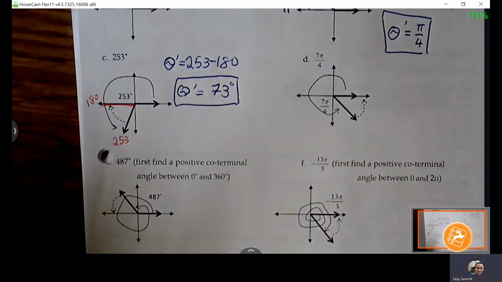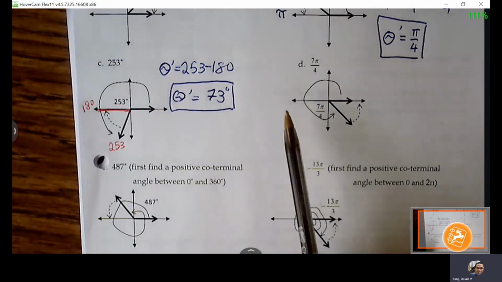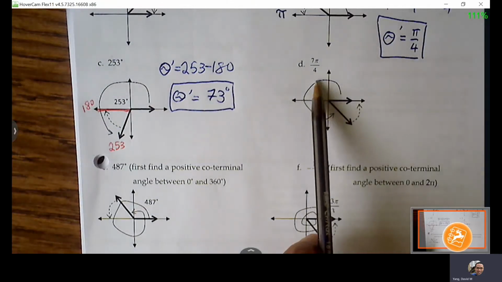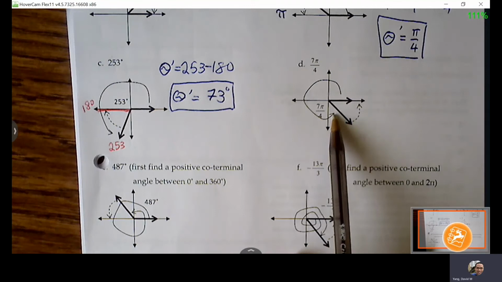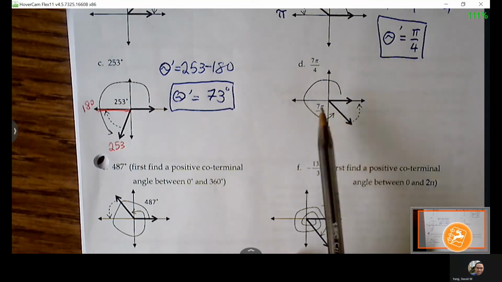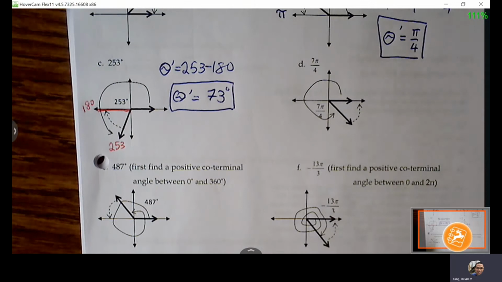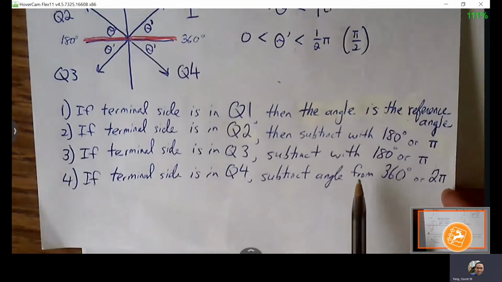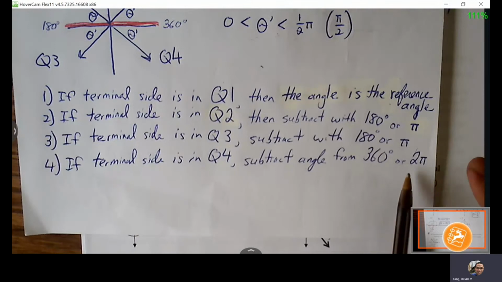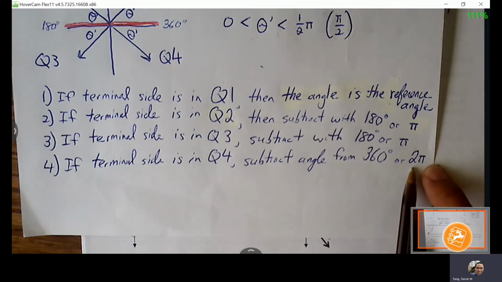Okay. All right, part D, 7 pi over 4. That is going to be in the fourth quadrant. It's less than 2 pi, but close enough where it's going to be in the fourth quadrant. So we know if it's in the fourth quadrant, we have to subtract from 360, but it's in radians, so we're going to subtract from 2 pi instead.